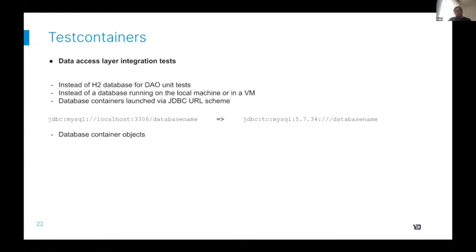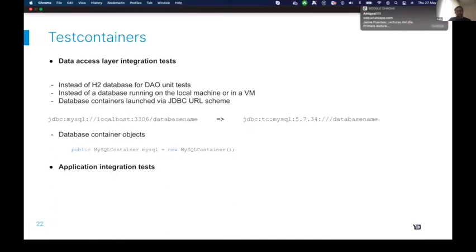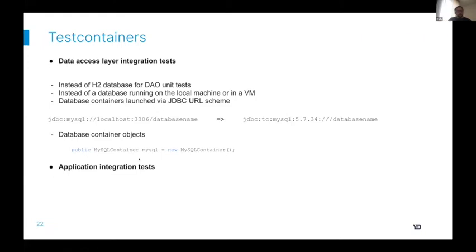If you want more control of the database, you can instantiate the database itself in your test, like I can show you there. And another approach is that you can create application integration tests, not just data access tests. For example, you can create a Kafka container. You can instantiate a Kafka container in your test.